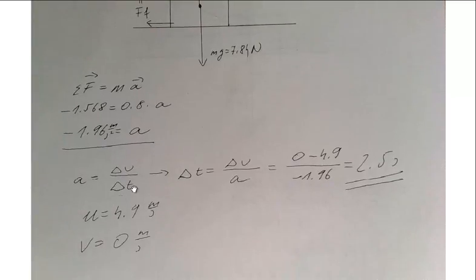And we know that the acceleration is equal to change in velocity over change in time. Change in time is equal to change in velocity over acceleration. The initial velocity is 4.9 and the final velocity is 0. So after substituting we get the change in time, it's 2.5 seconds.